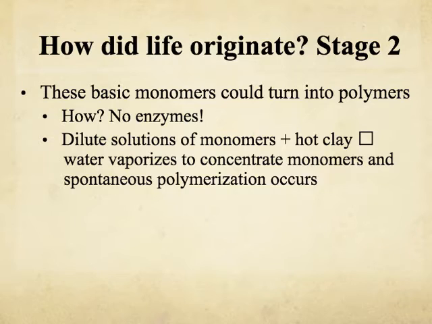So kind of the next step is these basic monomers were turned into polymers. Now, if you think back to earlier in the year, we know this can happen via dehydration synthesis, but dehydration synthesis uses an enzyme, and we don't have an enzyme because enzymes are made out of protein, and proteins are a polymer. So really the question is, how could this happen? And it turns out that, remember, enzymes just speed up chemical reactions. Chemical reactions can happen without enzymes. They just happen a lot more infrequently and a lot more slowly.